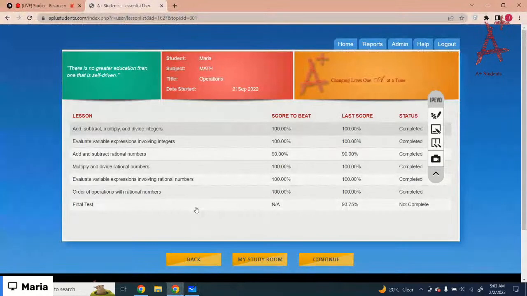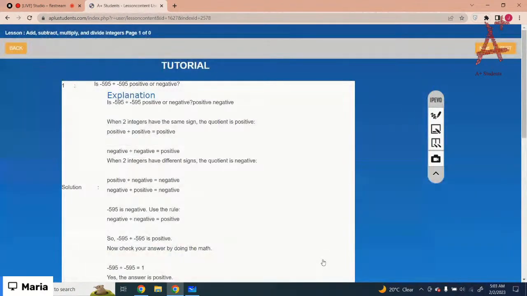Please make sure you have your notebook and pencil so that you can note down the important examples and definitions as well. So here I'm on grade 9 maths. The chapter name is operations. And we're going to start with the first lesson, that is add, subtract, multiply, and divide integers. Let's start with the first one.